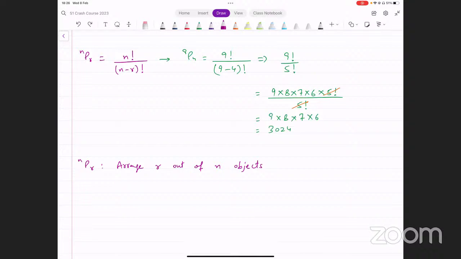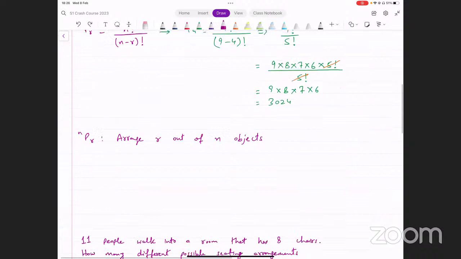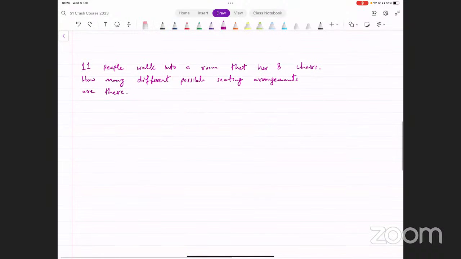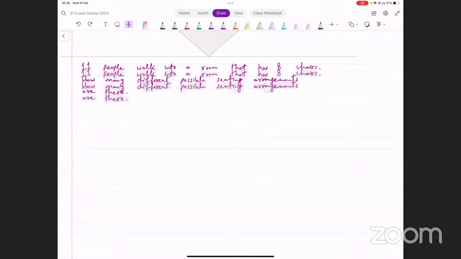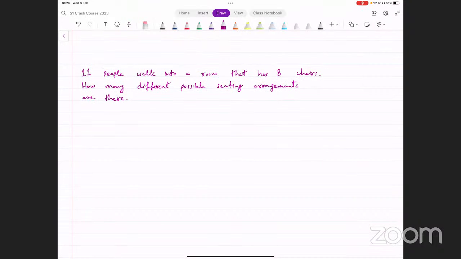All right, now let's take an example. Let's say you've got something like this. You've got 11 people and they walk into a room that has 8 chairs in it. How many different possible seating arrangements would there be in that case? Now there are 11 people, 8 chairs. Now, of course, not all of them can sit. Only 8 out of these 11 people can eventually sit on those 8 chairs. But then how many different possible arrangements are there?